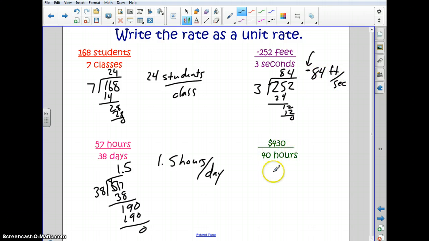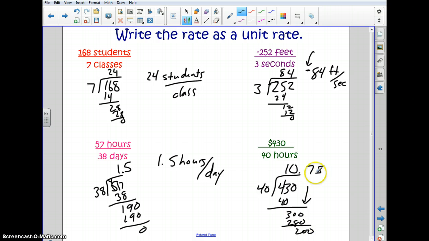Coming on here, 430, do the same one. $430 divided by 40 hours, I can figure out how much money I'm going to make per hour. It goes in there 1 time. And then we have, well, 40 goes into 30 0 times. Then drop down the 0 here. 40 goes in there 7 times. 280. 210, 75. Works out evenly. So it'd be $10.75 per hour. That's not too bad.